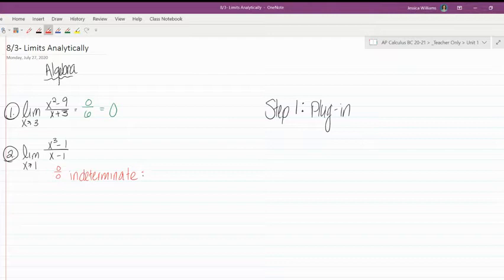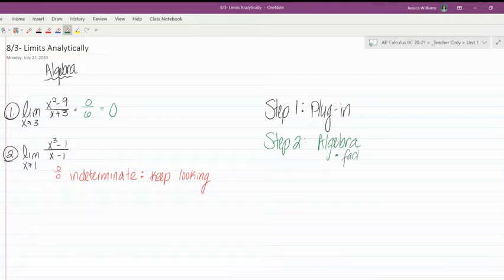Indeterminate means keep looking. It doesn't mean does not exist. It doesn't mean infinity. I guess I should say it could mean the answer is infinity. It could mean the answer is 0, but you have no idea. You have to keep looking. So here are your options for keep looking. I'm going to call them step 2. Step 2 is algebra. And we're going to go through all those things that I mentioned earlier, like factoring.